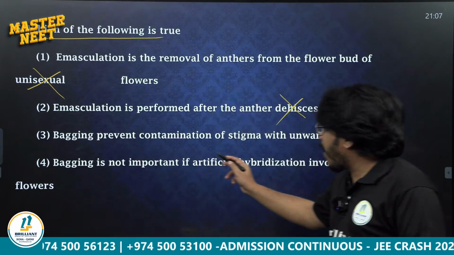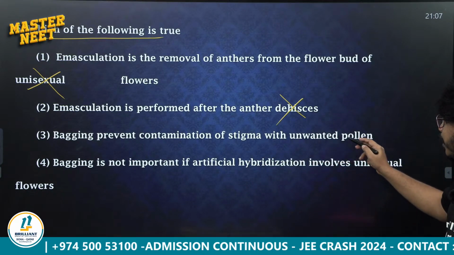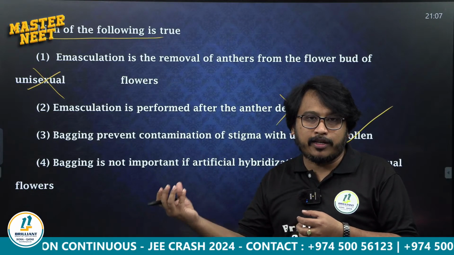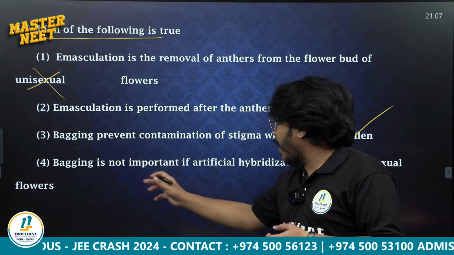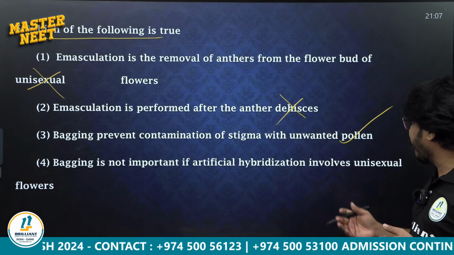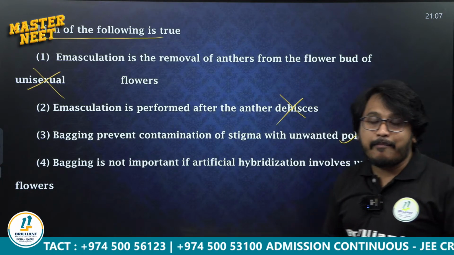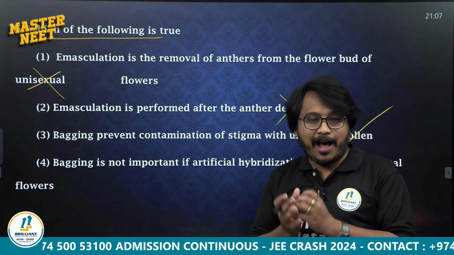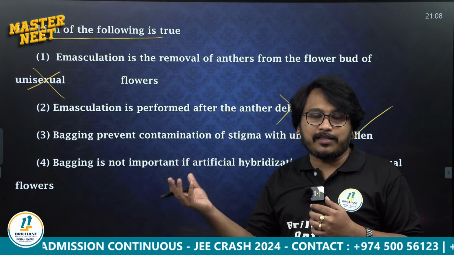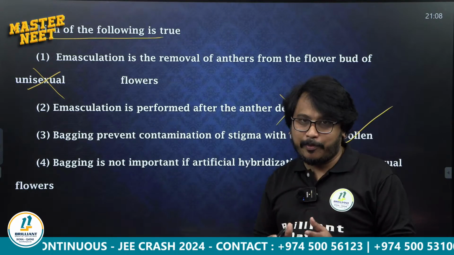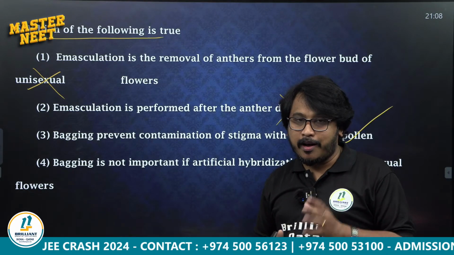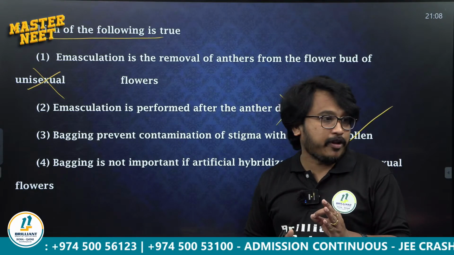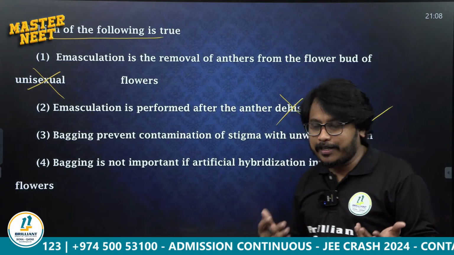Then the third statement: bagging prevents contamination of the stigma with unwanted pollen. That is the right answer. Then, bagging is not important if artificial hybridization involves a unisexual flower. Bagging is important. That means you have to put a cloth bag on the female flower, otherwise other pollen can fall on the stigma. So bagging is important whether it is unisexual or bisexual. But emasculation should be done only for a bisexual flower, which is considered the female parent. I think all of you got the answer. Good. Now let's move to the next question.